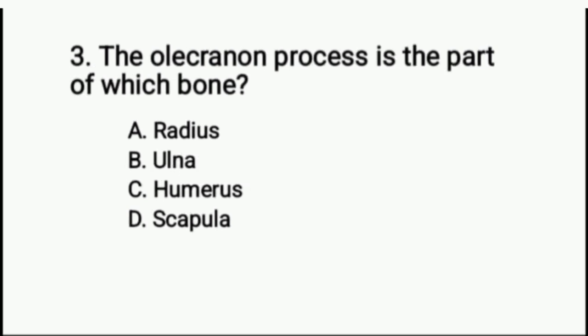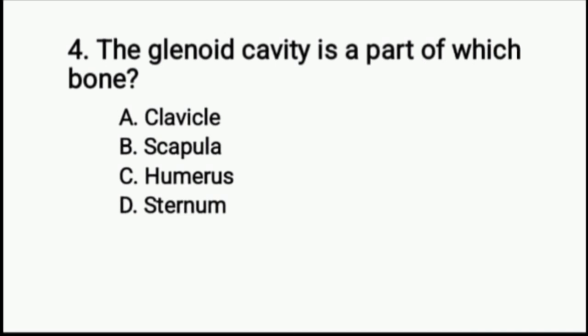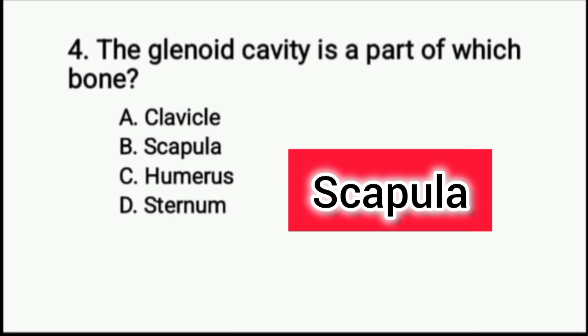The olecranon process is a part of which bone? The correct option is answer number B, ulna. The glenoid cavity is a part of which bone? The correct answer is option number B, scapula.